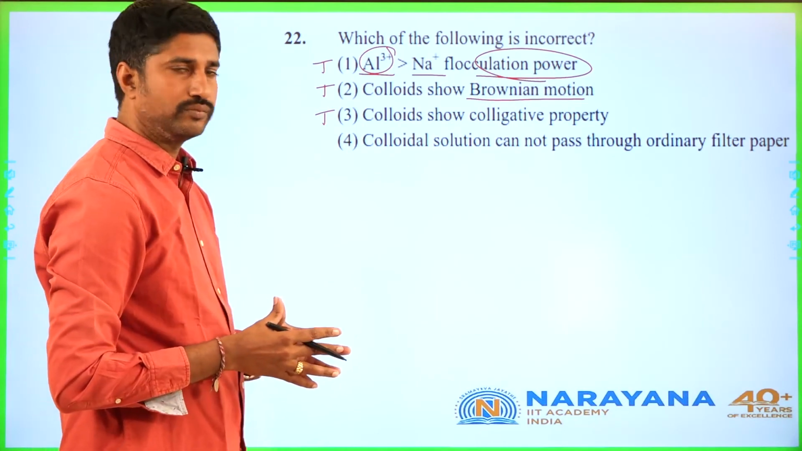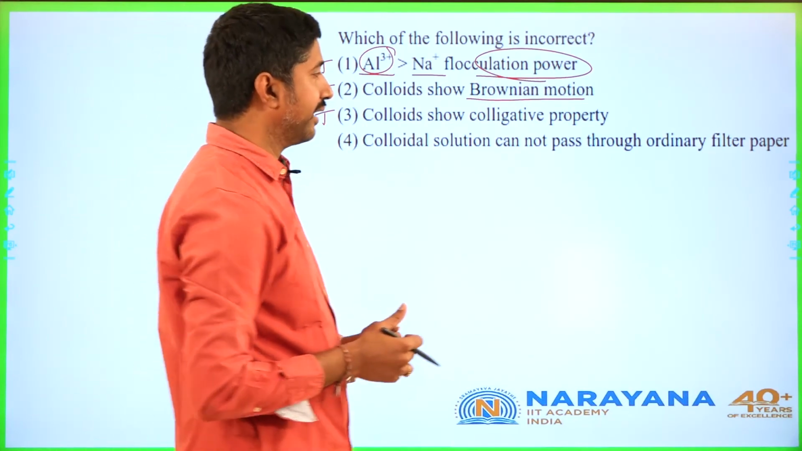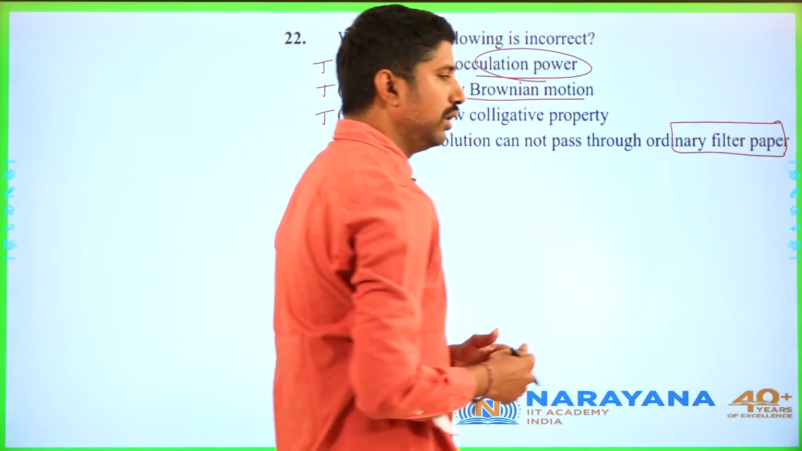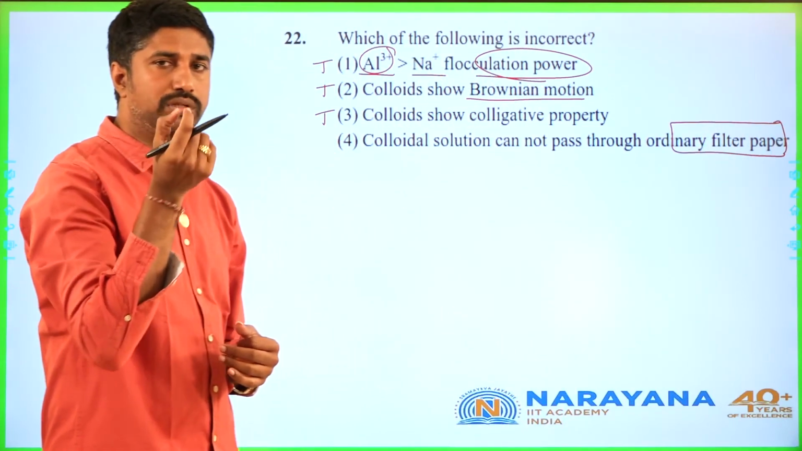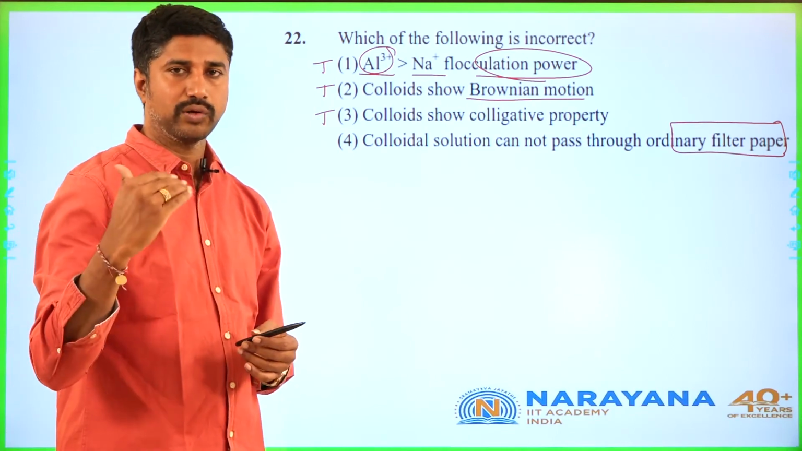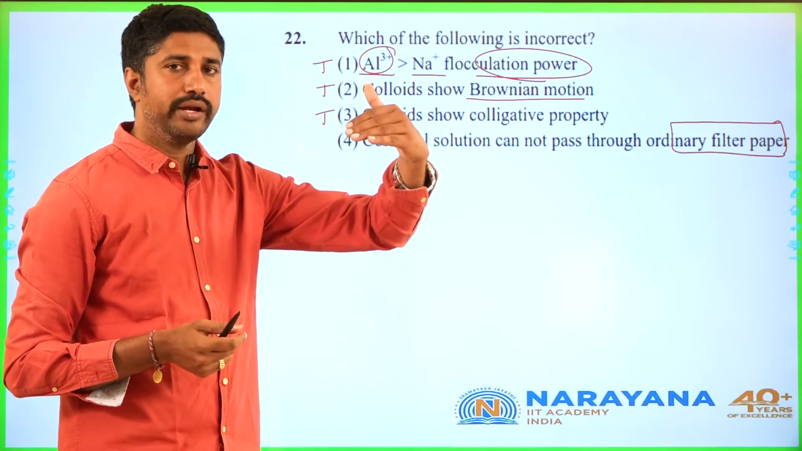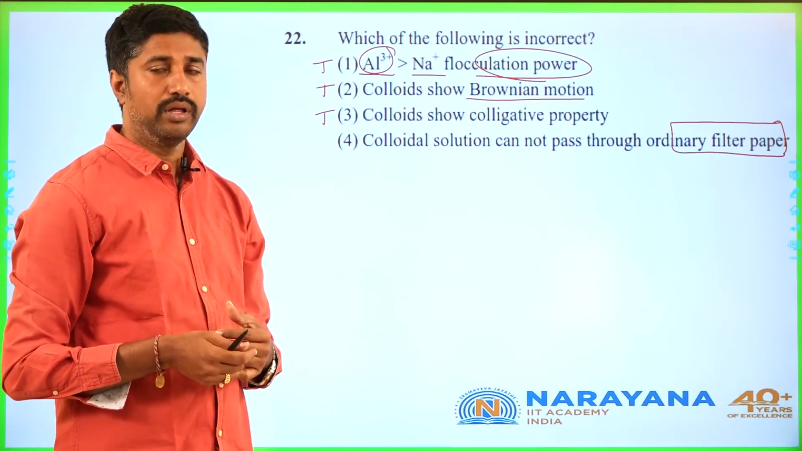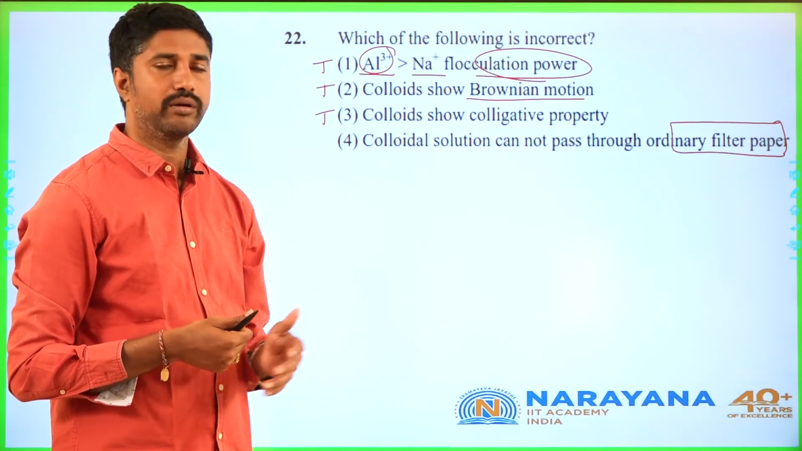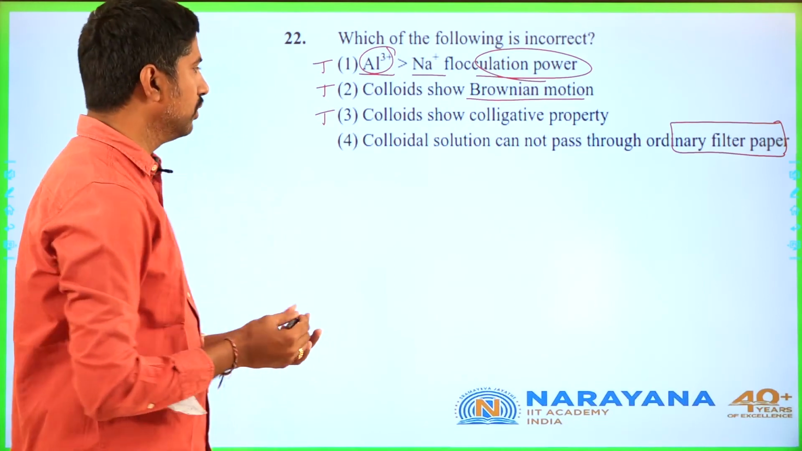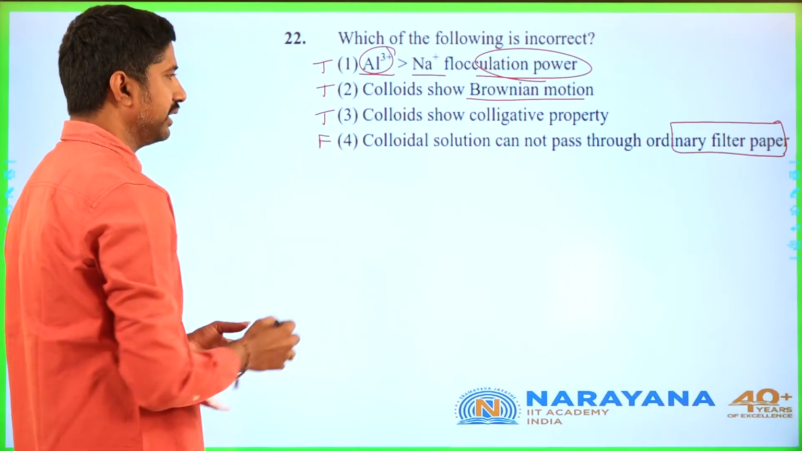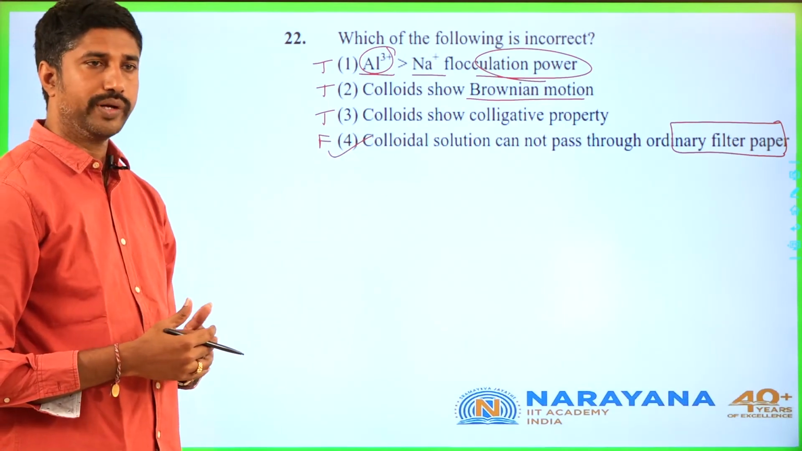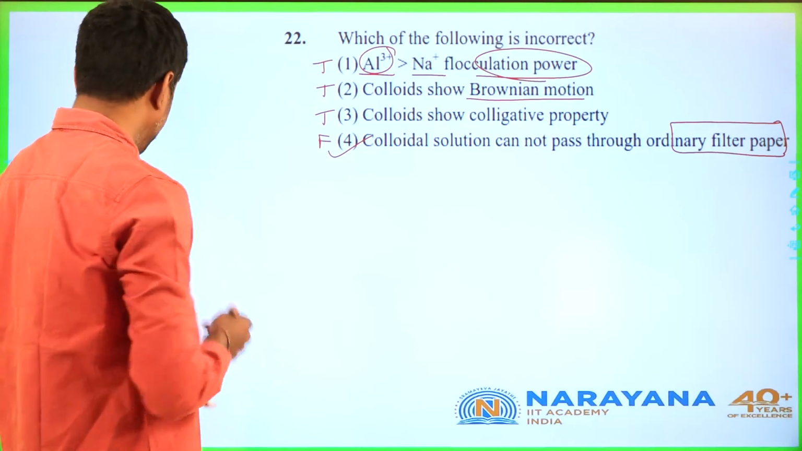And let us go for the fourth. Colloidal solutions cannot pass through ordinary filter paper. That is wrong, because in ordinary filter paper the pore size is approximately of colloidal dimensions. So colloidal solutions can pass through ordinary filter paper, but through specially designed paper they cannot pass. So the fourth statement is false. The incorrect statement is the fourth one. Okay, so let's go for the next question then.